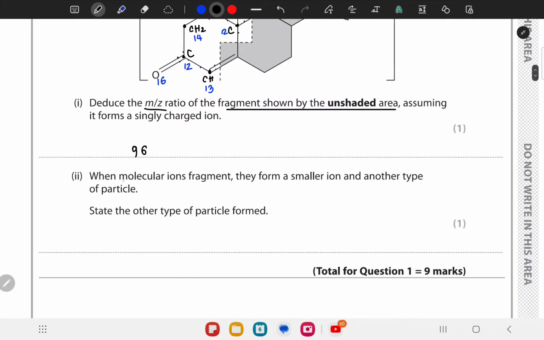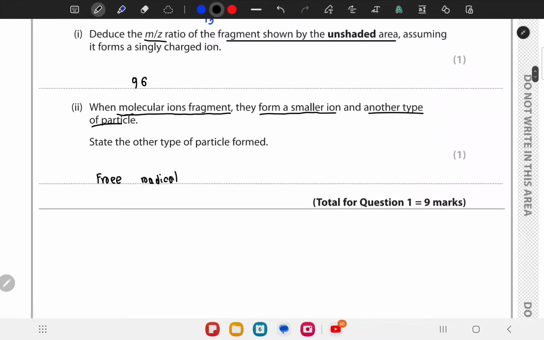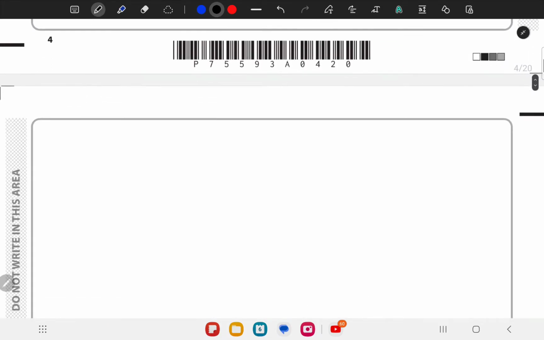In part 2 we are asked this question: when molecular ions fragment, they form a smaller ion and another type of particle. We have to state the other type of particle. The other particle would be a free radical. So when the molecular ion, the whole ion, fragments, one of them will be an ion, the other will be a radical.